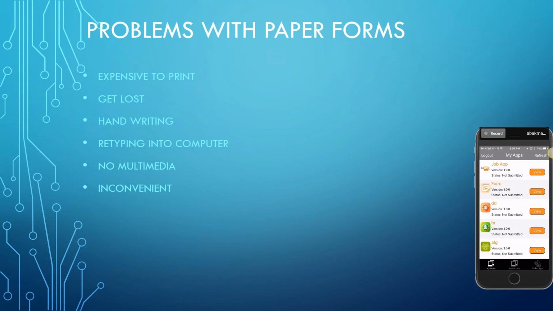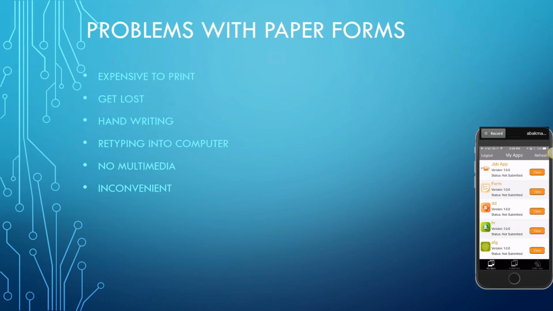So what's the problem with paper forms? We've been using them for hundreds of years now. The problem, as we see it at Snappy, starts with it's expensive. It's expensive to print. It's expensive to ship. The cost of paper goes up. If you've been ordering forms, especially multi-part forms, you know how expensive it is.